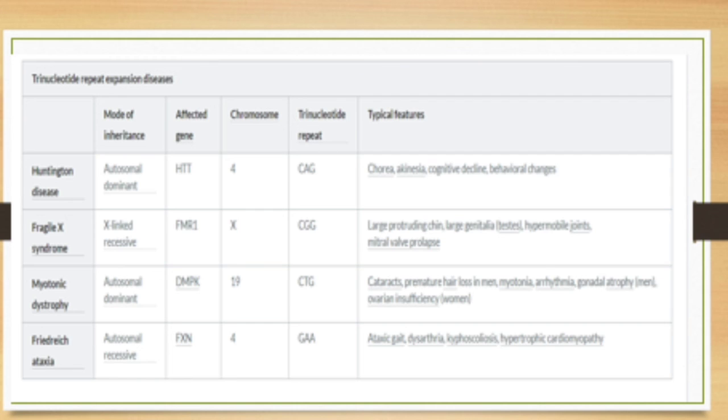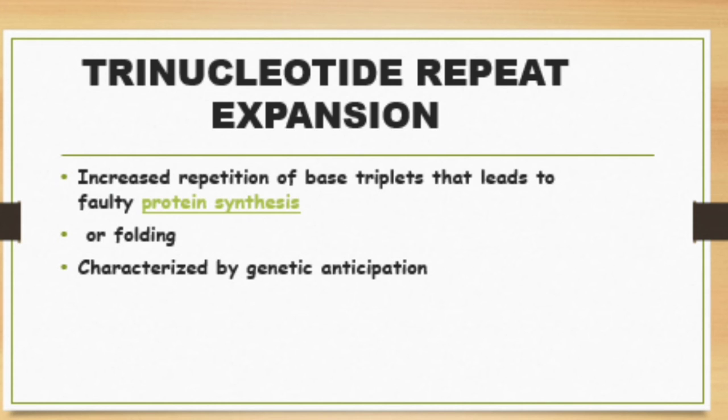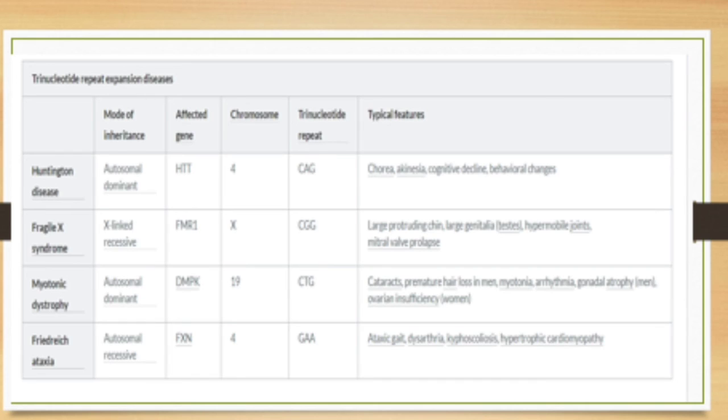So these are some of the examples of trinucleotide repeat expansion diseases. Then I'll say it again. It's because of base triplets that leads to faulty repetition of base triplets that results in faulty protein synthesis, and they cause these types of diseases. And these triplets are like CAG, CCG, CTG, GAA. These are some of the examples of those.